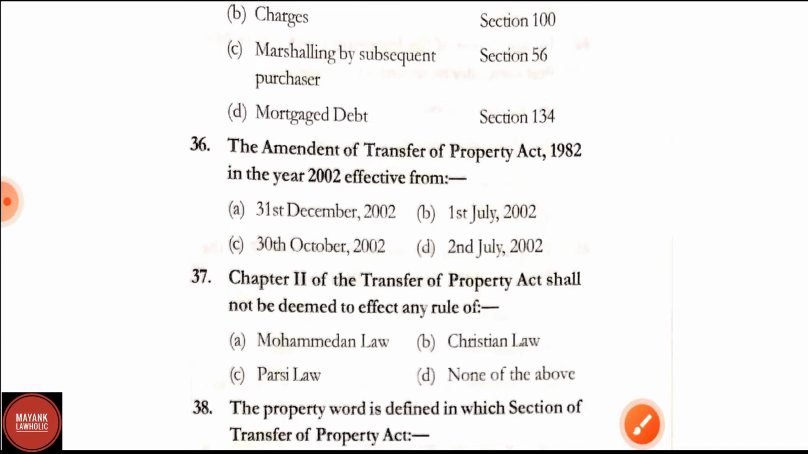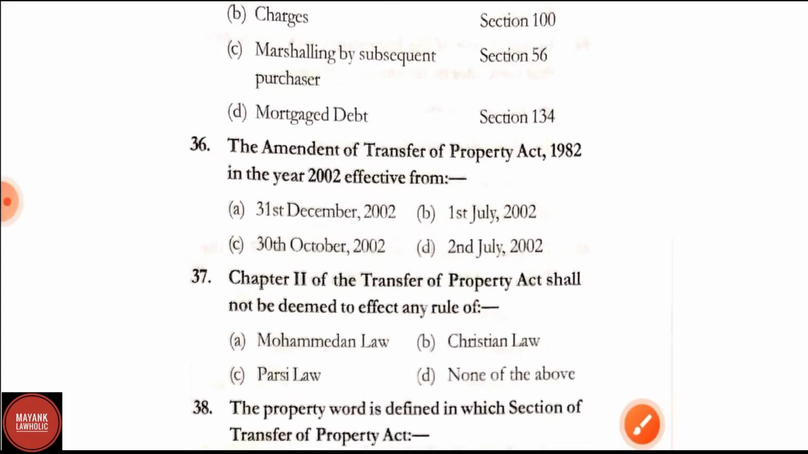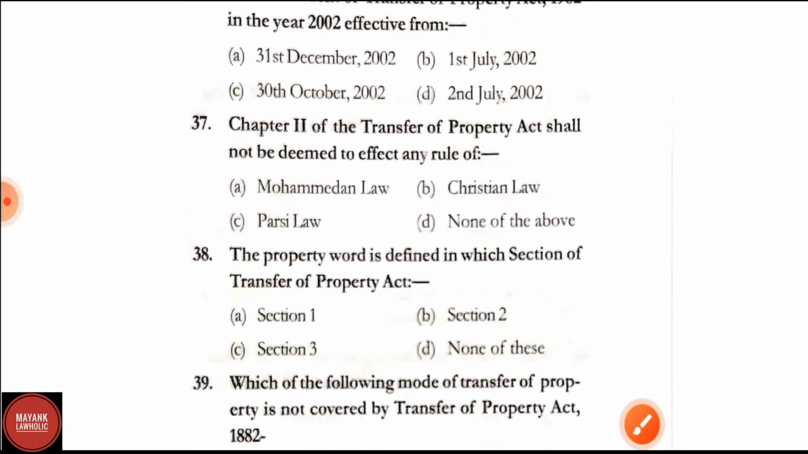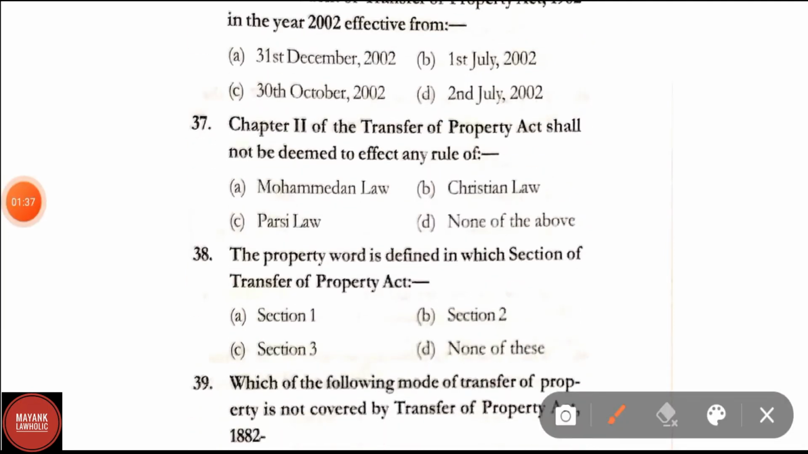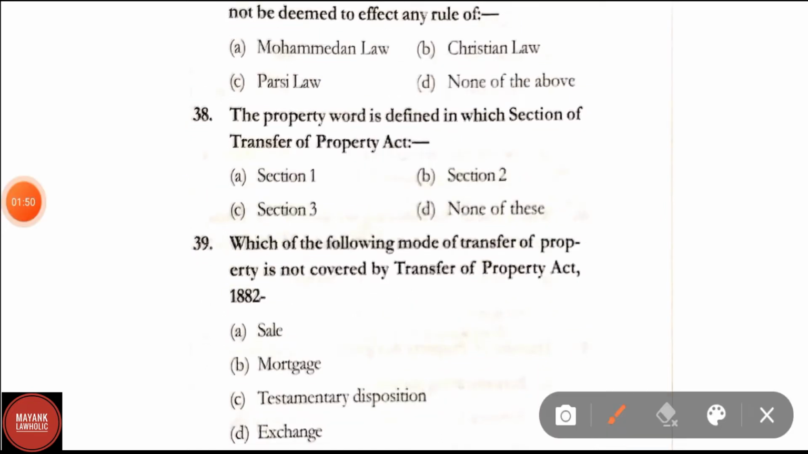Question number 36. The amendment of the Transfer of Property Act 1882 in the year 2002 is effective from 31st December 2002. Correct answer is option A, 31st December 2002. Question number 37. Chapter 2nd of the Transfer of Property Act shall not be deemed to affect any rule of Mohammedan law, Christian law, Parsi law, none of the above. Correct answer is option A, that is Mohammedan law. Question number 38. The word property is defined in which section of the TPA?